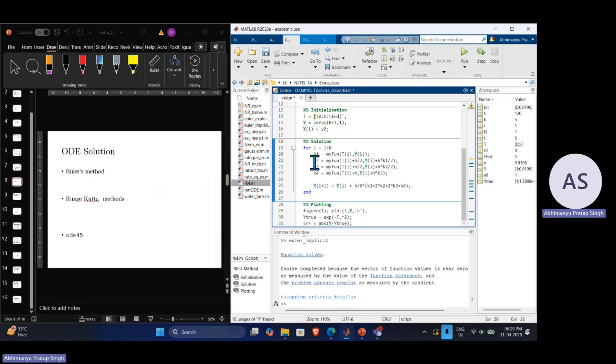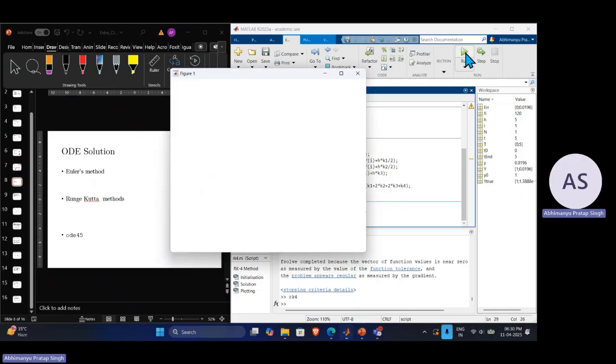Then I get my k2. Then I do the same thing with my k3, so instead of k1, I use my k2 over here, and I do the same with k4 for the calculation of k4. And then we add this all together to get the y value at the i plus 1 time step. Then this is just the plotting part. So I will do this.